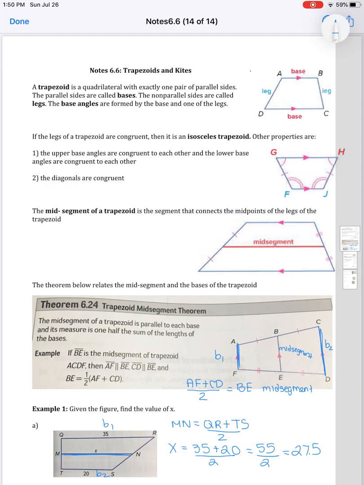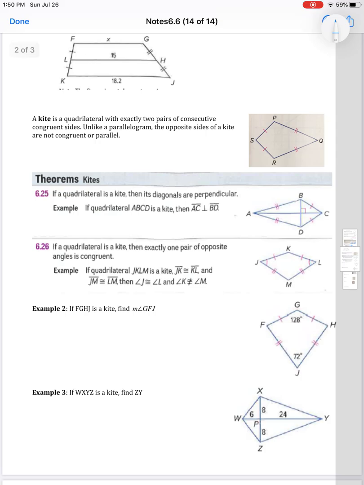So if we look down here, here is my midsegment. So that means that MN is equal to my two bases. Here's B1, here's B2. So it's QR plus TS divided by 2. So X equals 35 plus 20 divided by 2. So that's 55 divided by 2, which gets me 27.5. That's the average of those two, and that would be the length of that midsegment, which is right in the middle there. All right, let's try another one.